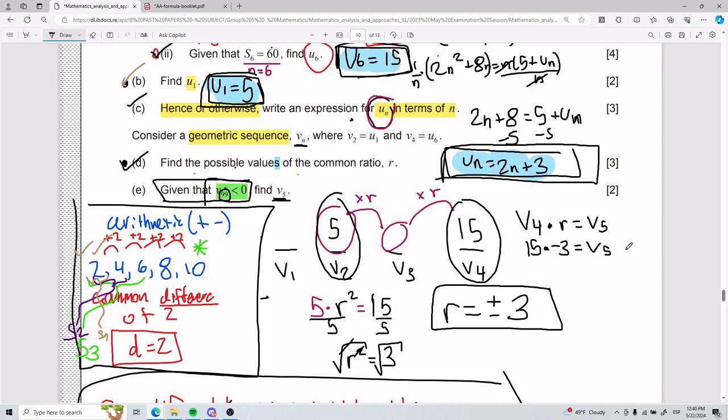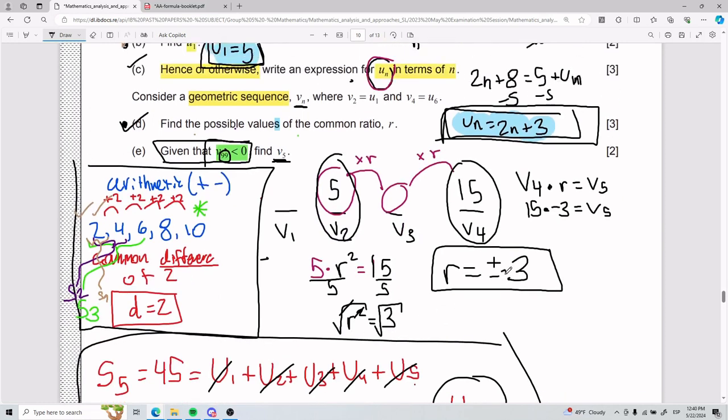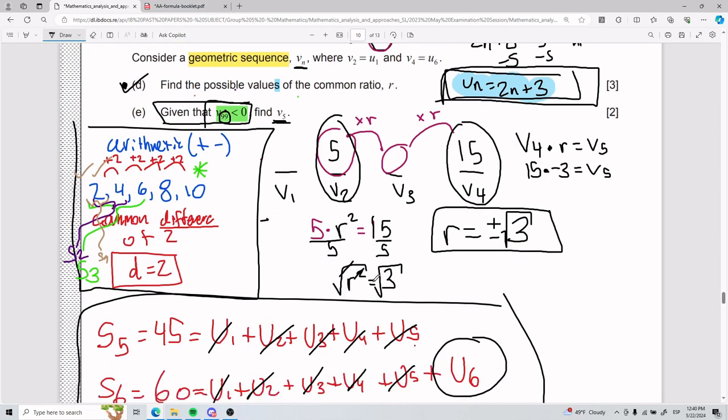So 15 times negative 3 has to equal v5. From here, actually, I missed something small over here. So this is plus or minus square root of 3, you guys. Technically from here, my bad on that, you take the square root of both sides and you end up with plus or minus square root of 3. Apologies, this is from way earlier. You end up with 15 times negative 3 equals v5, and so v5 has to equal negative 15 square root of 3.